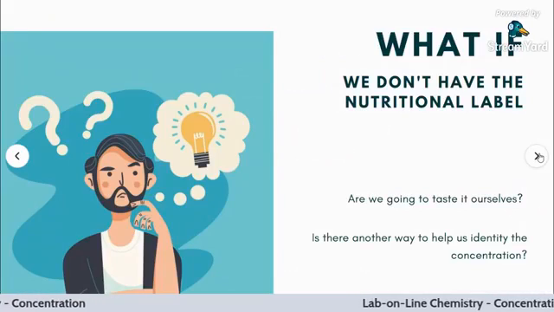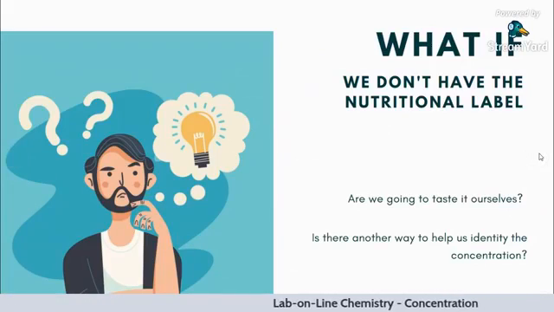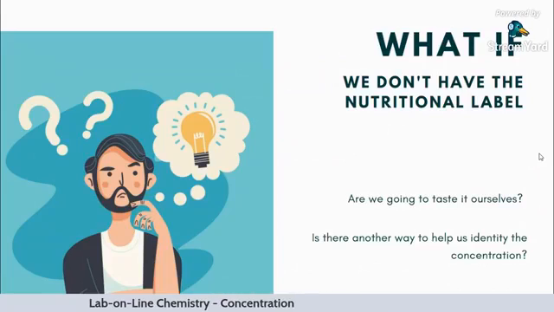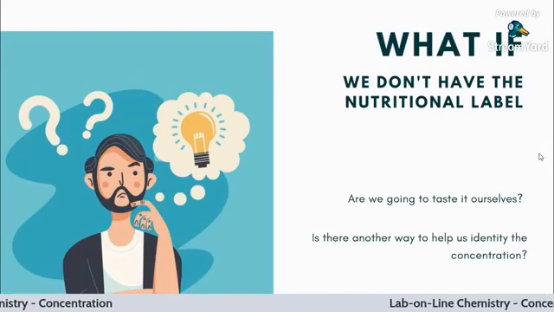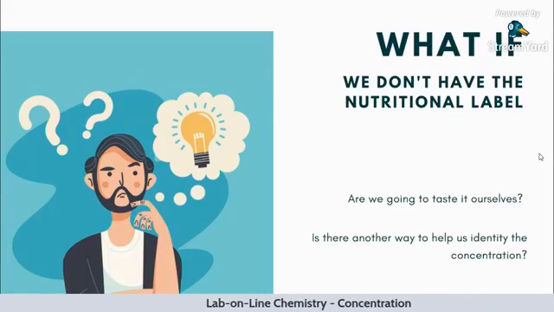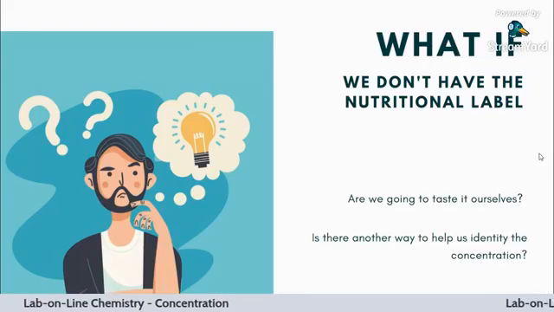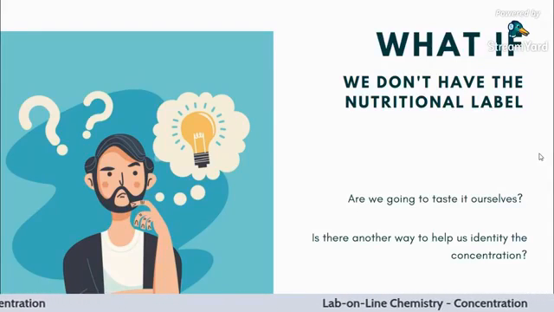Previously, we used the Nutritional Label to calculate the concentration of sugar in Coca-Cola. So what if we don't have the Nutritional Label to help us calculate? And the solutions appear to be transparent, therefore we are unable to identify them by color, like how we can identify the Ribena solution based on the color.